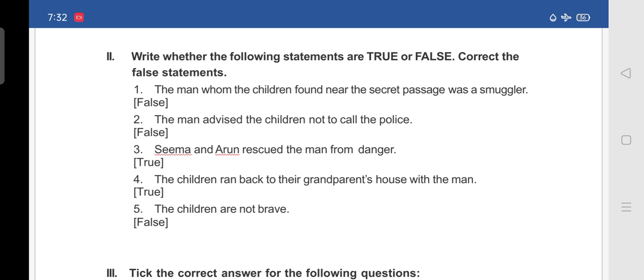Fifth, the children are not brave. Is it true or false? It is false because the children are brave, isn't it? So the first one is false, second one is false, third is true, fourth is true, fifth is false.